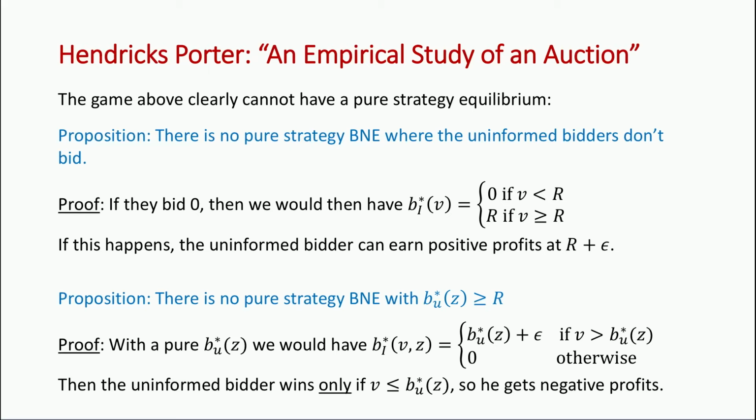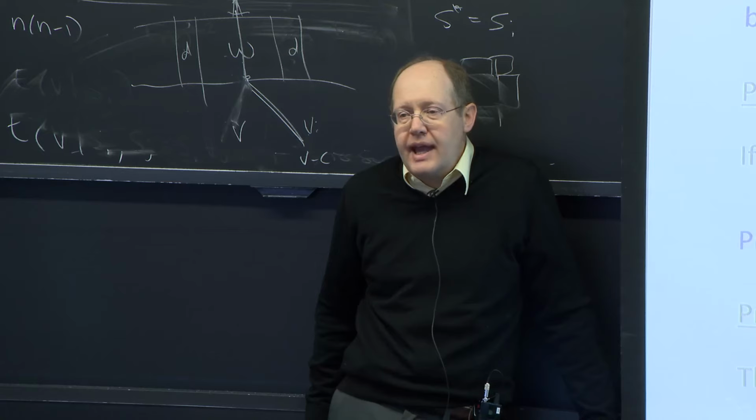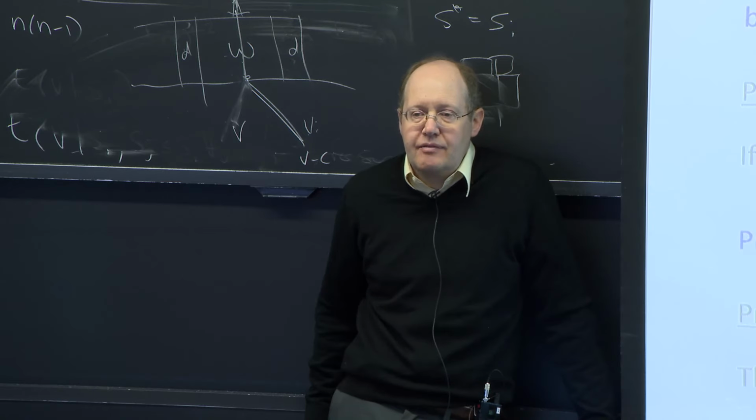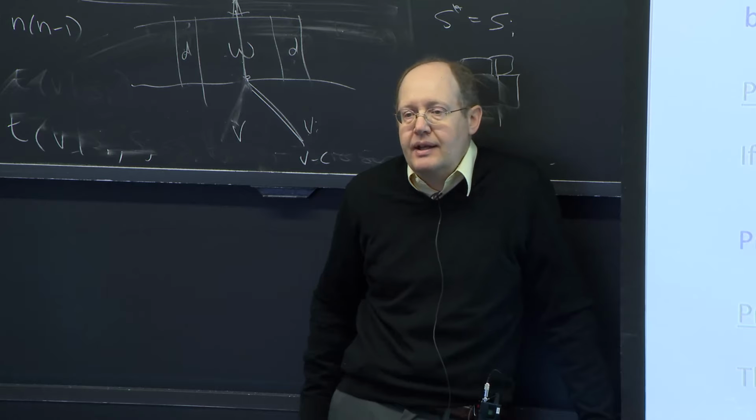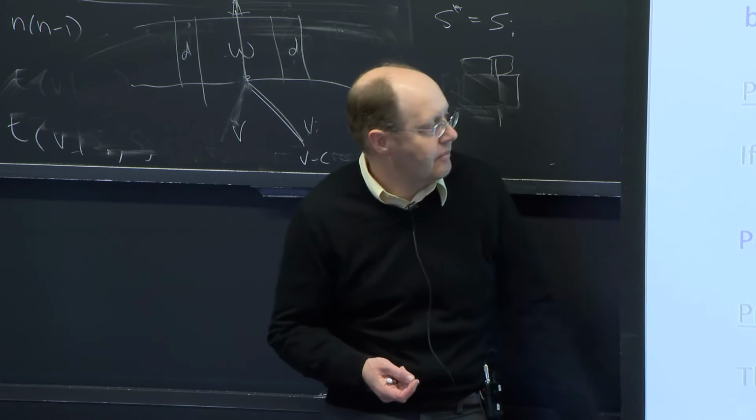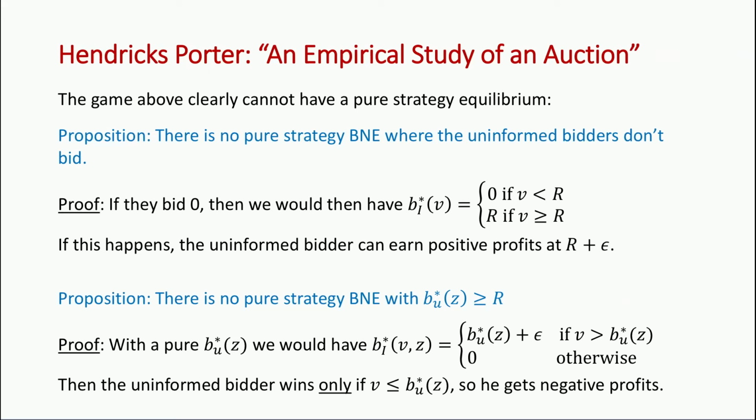You can't have an equilibrium where the uninformed bidders are not bidding, because if they were not bidding, the informed bidder would just bid R. Then bidding R plus epsilon would be a profitable deviation for the uninformed bidders, because on average the tracts are worth a lot. So the uninformed guys would wish they were bidding R plus epsilon, and that can't be an equilibrium.